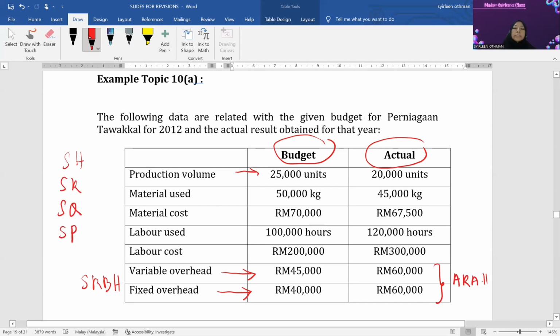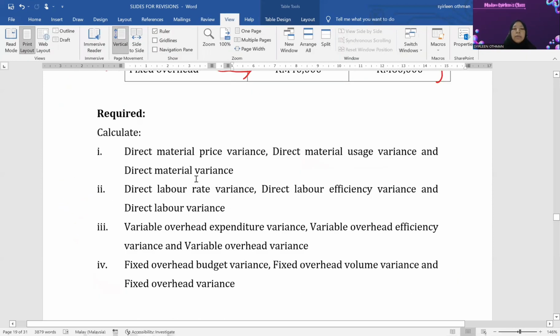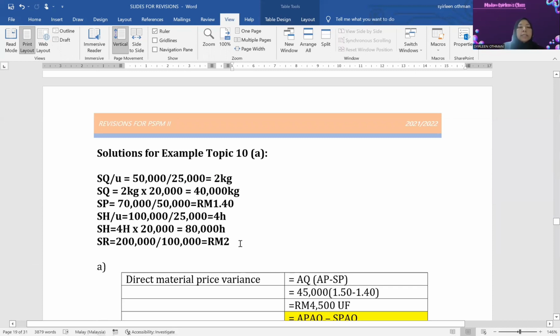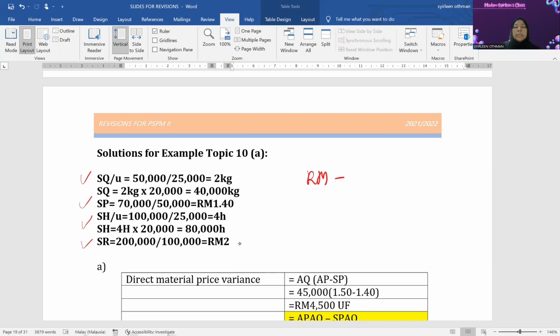So the first thing that I need to do, before I am able to calculate everything, is to find the standard figures before you are able to answer the questions. So you need to find the SQ, the SP, the standard hours, and also the standard rate. We must understand that when the item is in RM, the elements in RM are your standard price and also your standard rate.